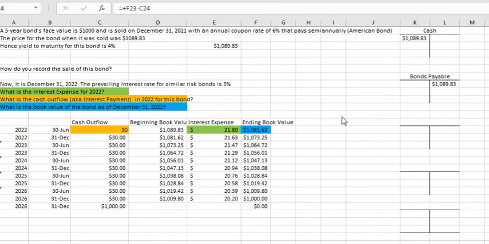Hi everyone, in this video we are going to start journalizing the entries. So we are going to first take a look at how much cash outflow there is in 2022. There are two cash payments. One is at the end of June and one is at the end of December. Remember, it's paying every 6 months. So as a result, we are going to have $60 of cash outflow.